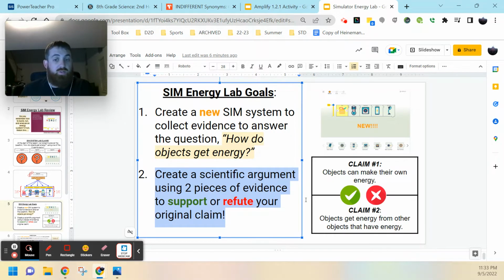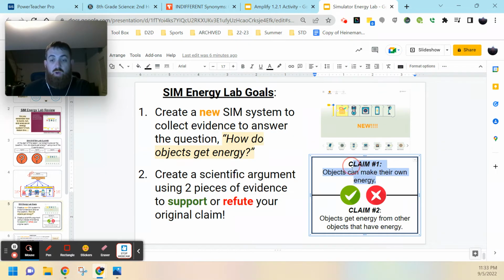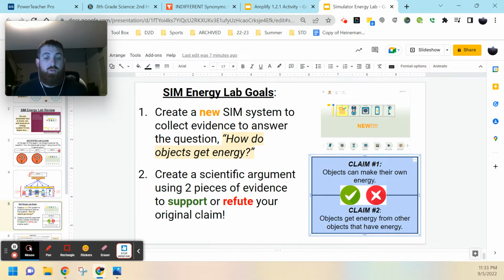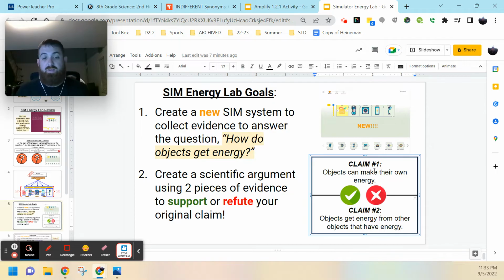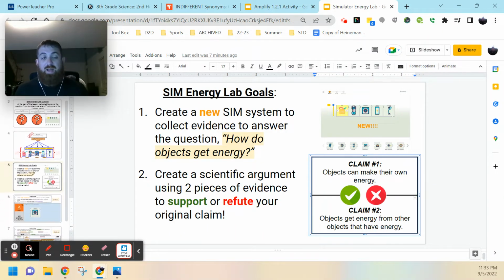So if you remember, I think it was in task 2 or 3, you had to decide if claim 1, claim 2, or claim 3 was the best claim. So you're going to go back and pick your original claim, okay? If you picked claim 3, pick a different claim, claim 1 or 2, and you're going to decide if there's evidence to support or refute that claim. So we're going to break down how to do all of that in task 7 or 8.